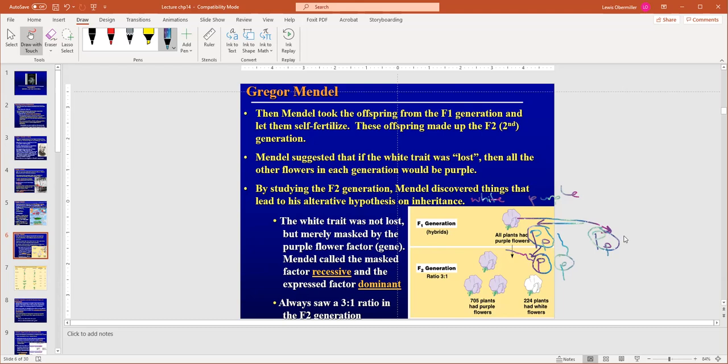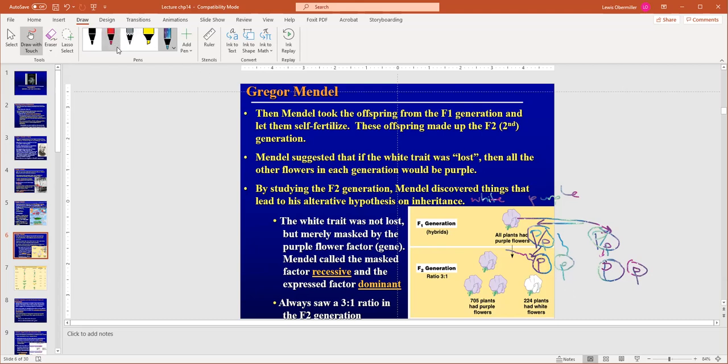And then let's say that this is a female plant. They're siblings, so they have the same genetic makeup. So this one would make eggs, and it would make purple, or the other possibility is it could make a white egg.